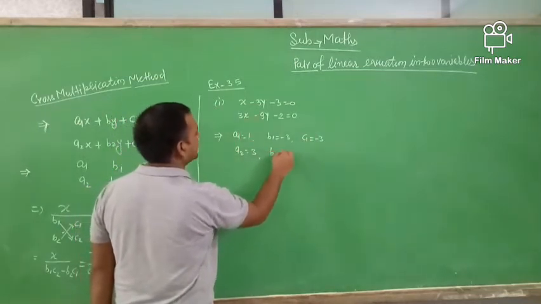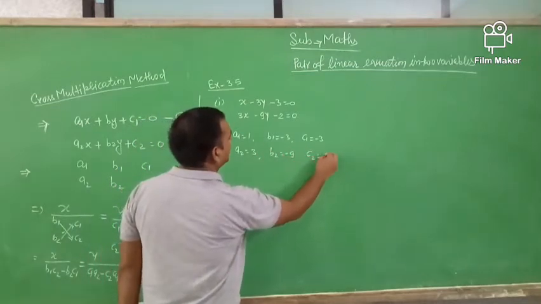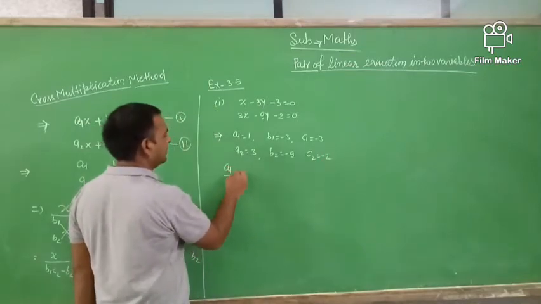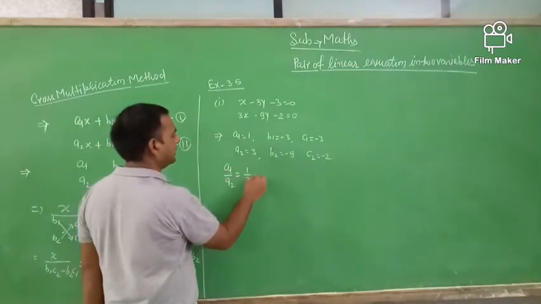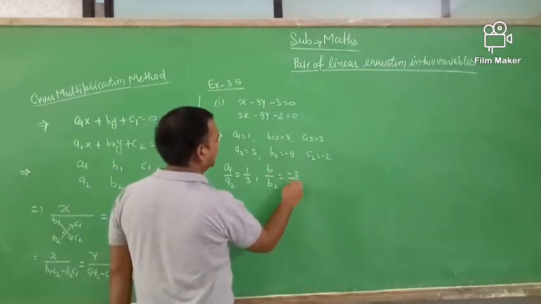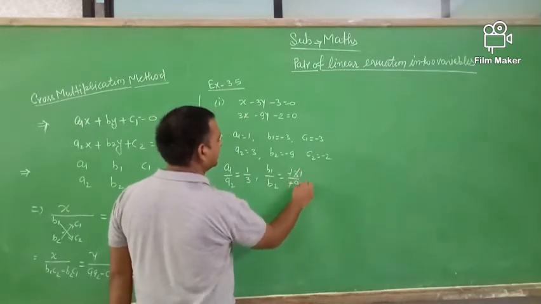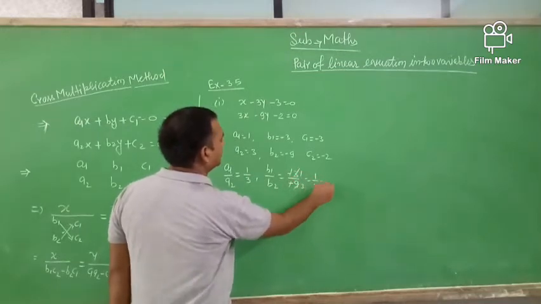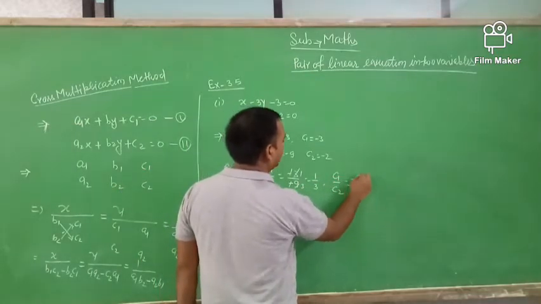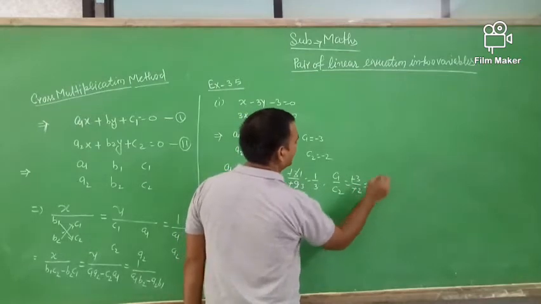b2 equals minus 9, then c2 equals minus 2. Then a1 by a2 equals 1 by 3, b1 by b2 equals minus 3 by minus 9. The minus signs cancel, 3 ones are 3, 3 threes are 9, so it is also equal to 1 by 3. And c1 by c2 equals minus 3 by minus 2, the minuses cancel, so it equals 3 by 2.